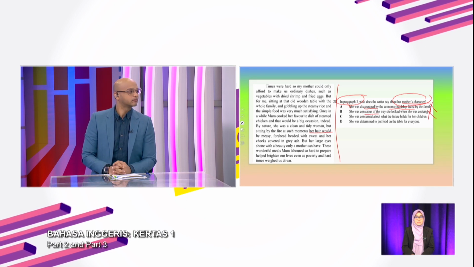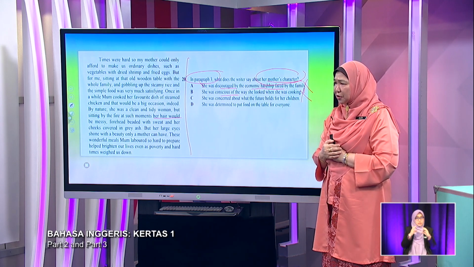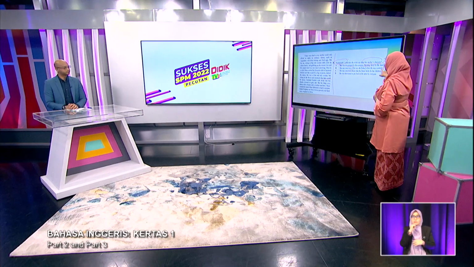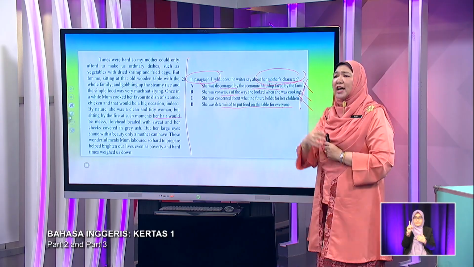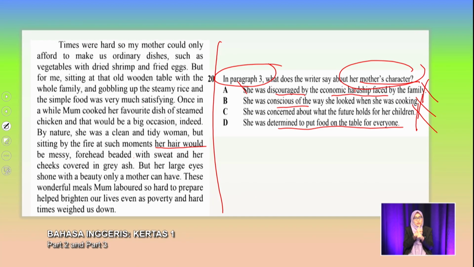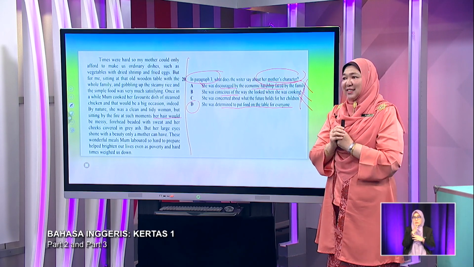C, she was concerned about what the future holds for her children. Is there anything in the paragraph that talks about the future of her children? Not in this paragraph, so no. And the last one, she was determined to put food on the table for everyone. Yes, even though it is only ordinary dishes. So she tries to give food to her family even though they are poor.